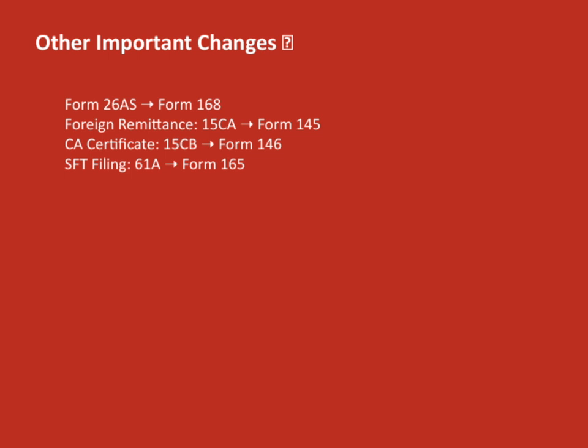Next, for foreign remittance, we now refer to Form 15CA instead of previous procedures, and similarly, the CA certificate has shifted from Form 15CB to Form 146. These changes aim to simplify reporting and bring more transparency to foreign transactions. Additionally, SFT filing, which was previously done using Form 61A, now requires submission through Form 165. This update helps in better tracking of high-value transactions.